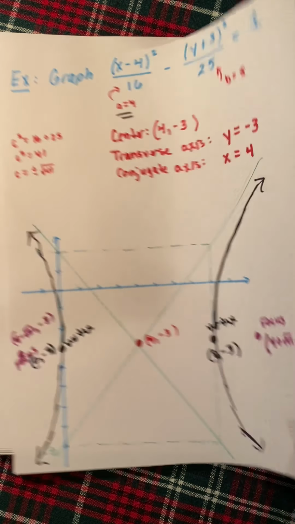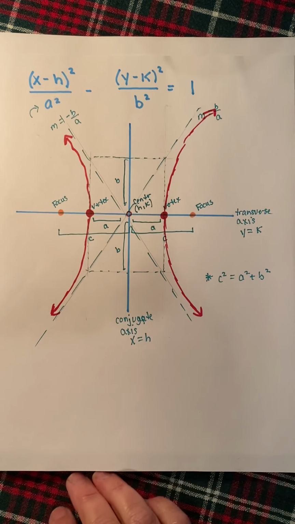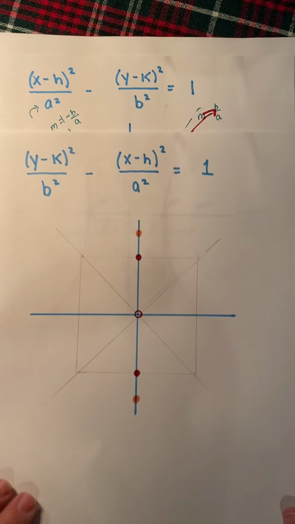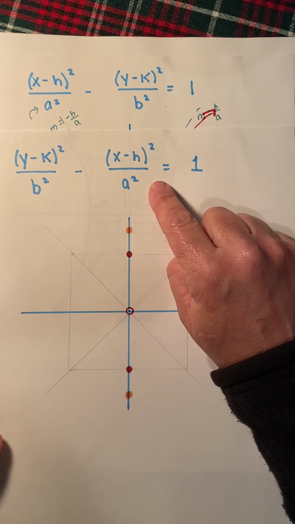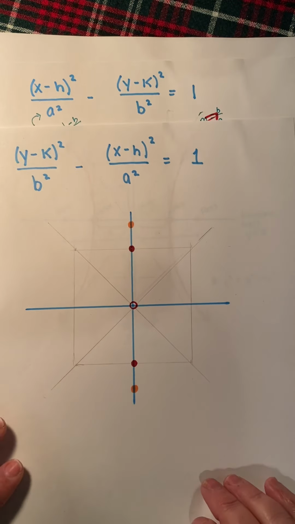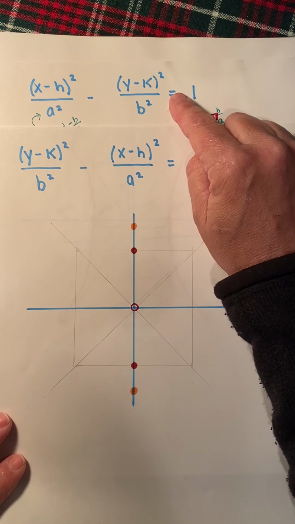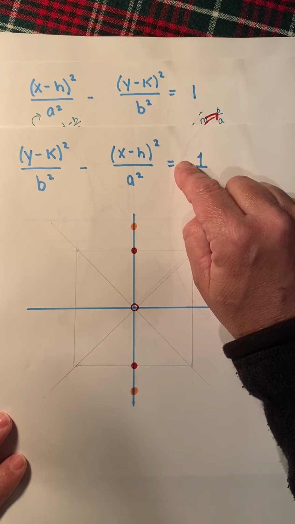All right, so how does a vertical hyperbola differ from a horizontal one? Well, here's the equation of our horizontal hyperbola. Here's the equation of our vertical hyperbola.